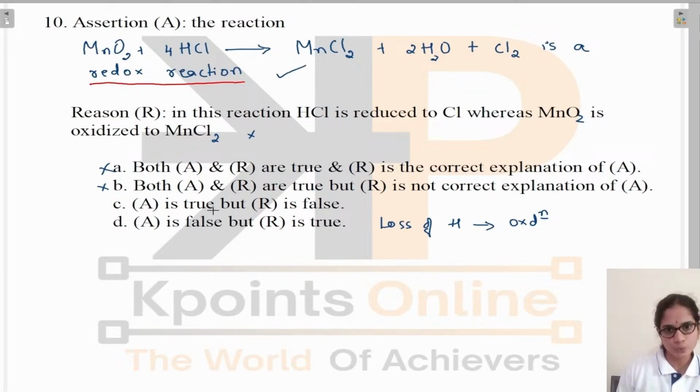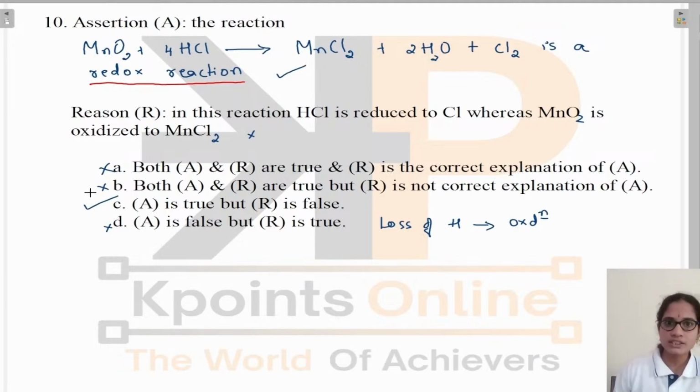Next, A is true but R is false. Yes, here A is true. This is a redox reaction. What is A? The given reaction is a redox reaction. Yes, this is true. But R is false. Whatever reason is mentioned is false. So, this will be the correct option. And you can also check this: A is false but R is true. How can it be false? It is absolutely a redox reaction. It is 100% sure that it is a redox reaction. So, our correct option will be C.